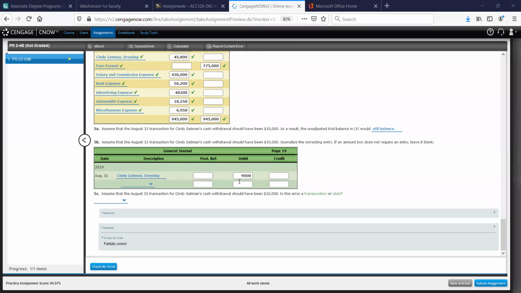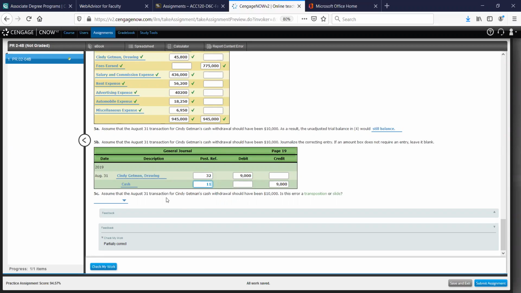All right. Now you got to debit the drawing for 9,000, and you would credit your cash for an additional $9,000. And I believe the drawing post reference, you would have posted that to the ledger. And when you posted that to the ledger, the account number would have been 32, if I remember correctly. And my cash would have been account number 11.